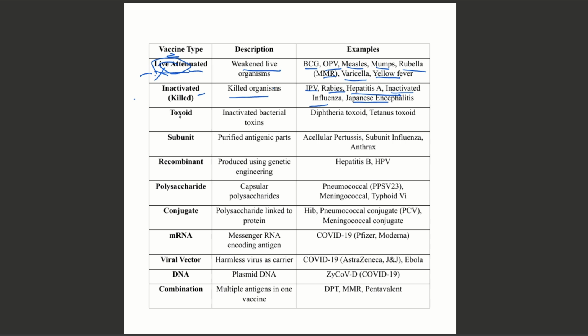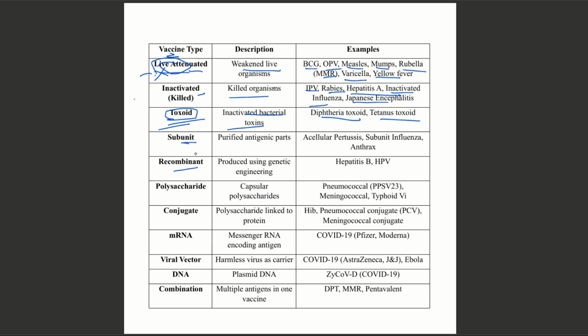Toxoids contain inactivated bacterial toxins. Examples are diphtheria toxoid and tetanus toxoid. They protect against toxin-mediated diseases, not the bacteria itself. So the next type is subunit and recombinant.